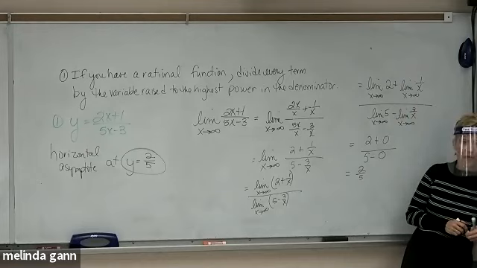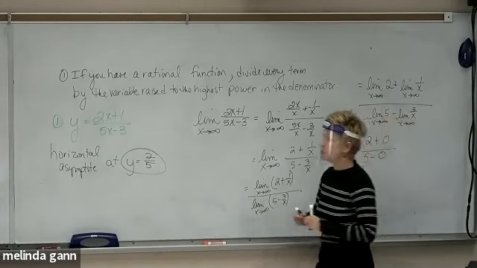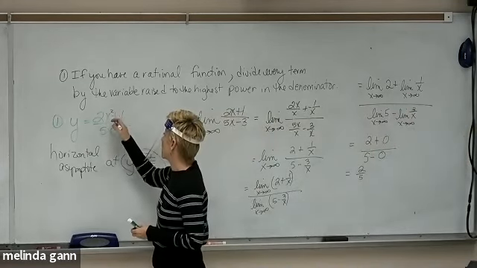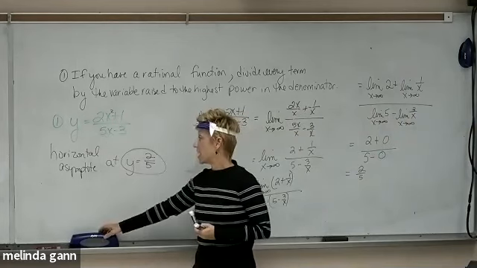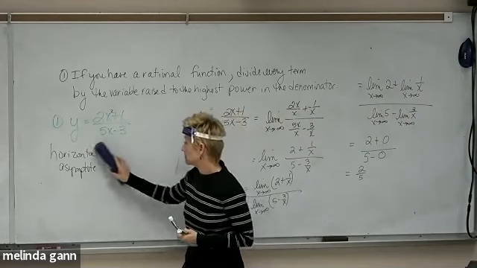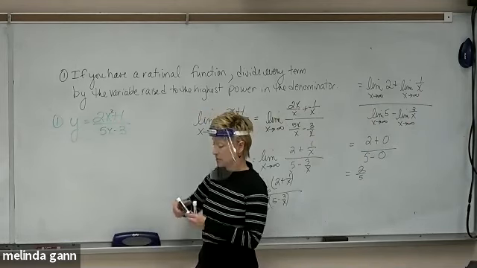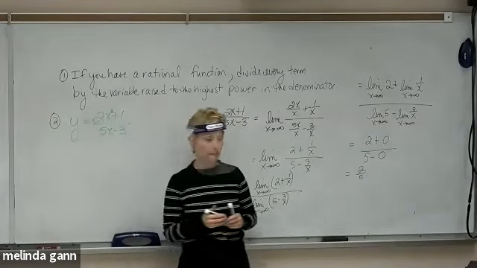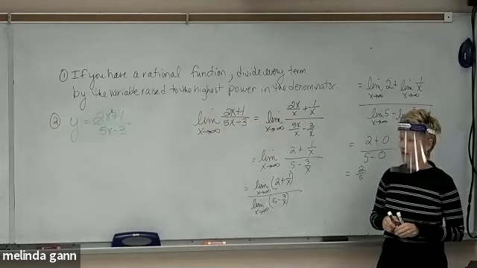All right, is everybody okay on that one? Then I want you to go do this one. I want you to check for horizontal asymptotes on this one: 2x squared plus 1 over 5x minus 3. So I'm changing the graph. Does this one have a horizontal asymptote? So 2x squared plus 1 on top of 5x minus 3.